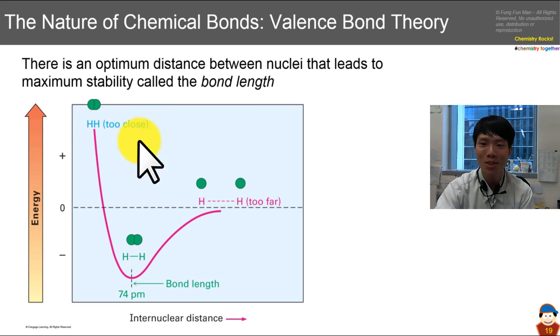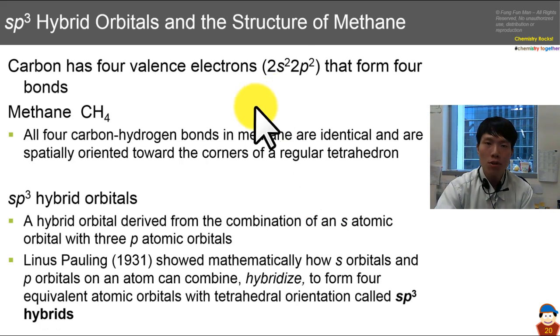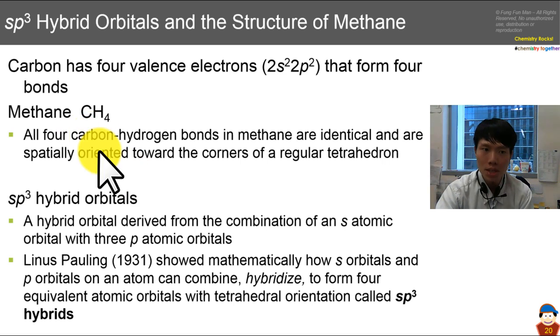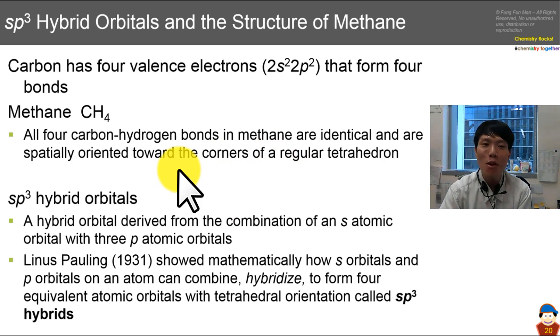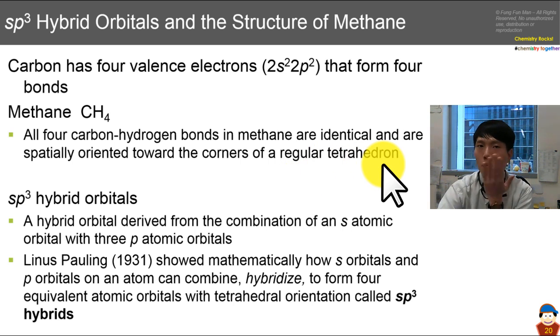Now carbon comes from group 4. It has 4 valence electrons, 2s2, 2p2. The simplest kind of organic compound will be methane, CH4. So all the 4 C-H bonds in methane are completely identical, and they are spatially arranged in such a way that they are all equal distance apart. So we call them a regular tetrahedron. Tetra for hedron means faces.